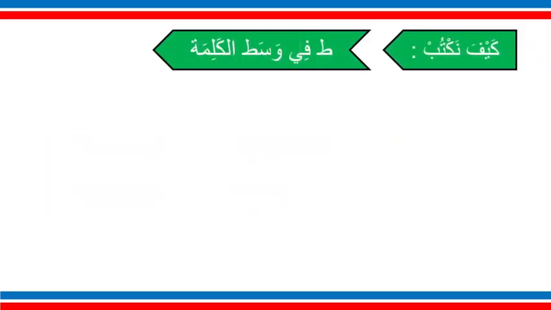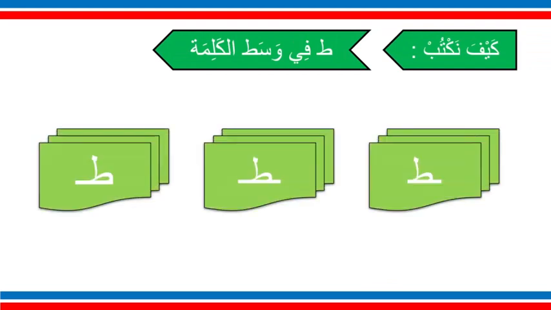Next, again, كيف نكتب? How do we write? This time, ط في وسط الكلمة, ط in the middle of the word. Did you answer? Okay, the correct answer is this. ط in the middle of the word will be written like this because it's a normal letter. We can connect it with the previous and the next letter. The first one is ط in the end. The third one is ط in the starting.